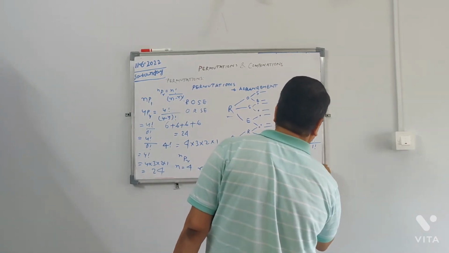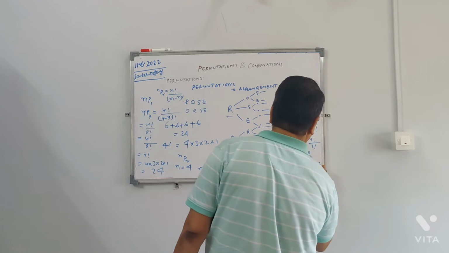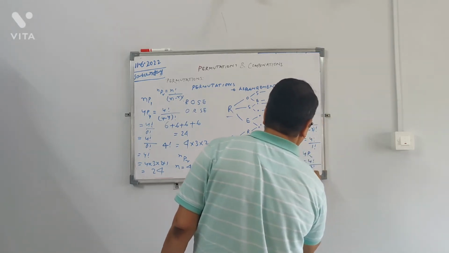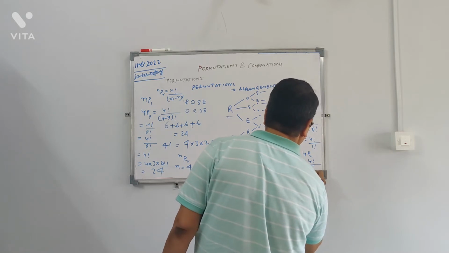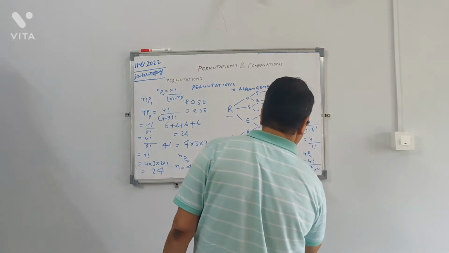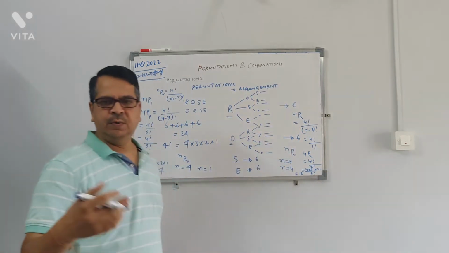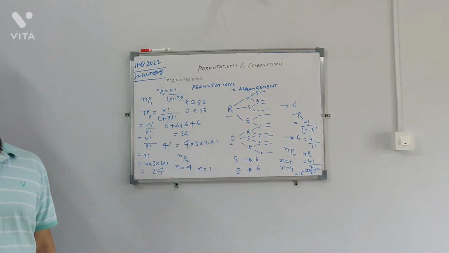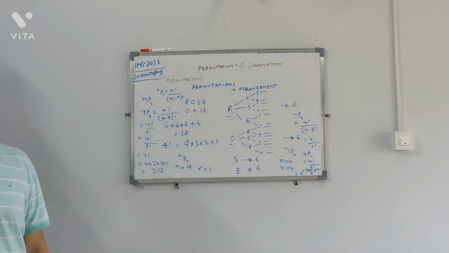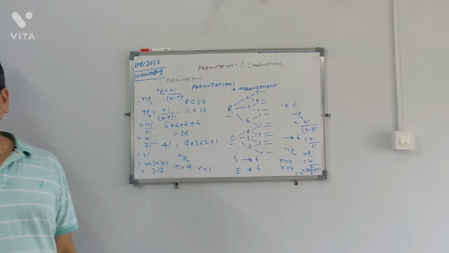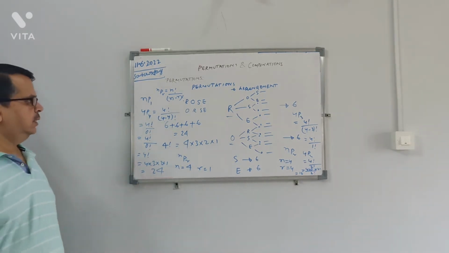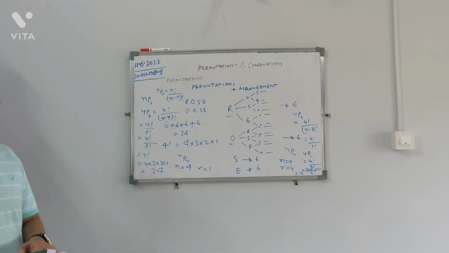If you take 2 out of 4, it will become 4 factorial divided by (4 minus 2) factorial, which is 2 factorial. So 4 into 3 into 2 factorial divided by 2 factorial becomes 12. So if you take 2 characters out of 4 and arrange them, you will end up with 12 arrangements. Okay, so you take a picture.